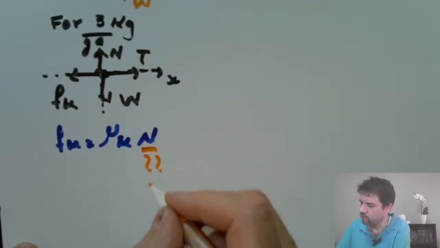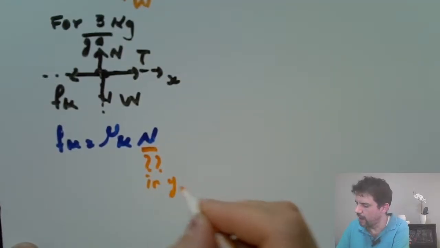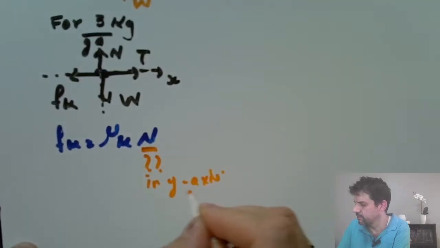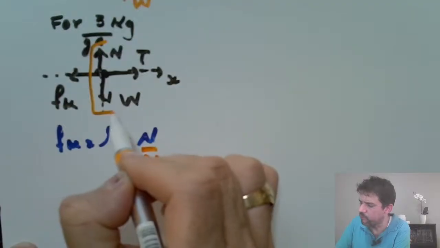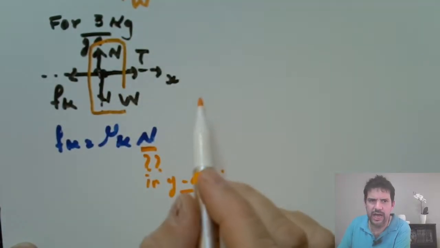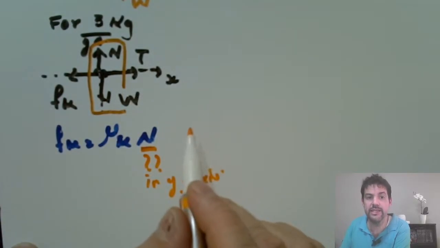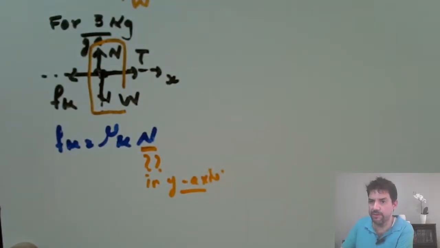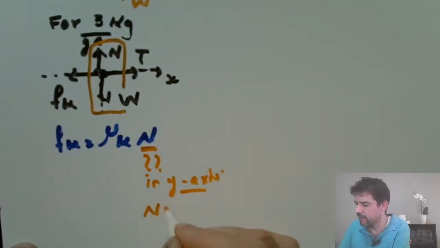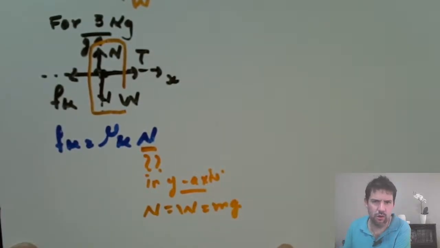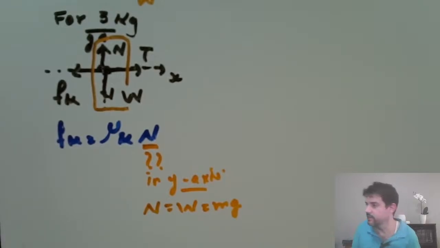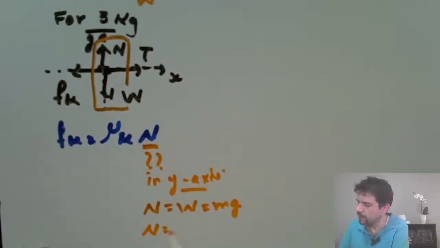All right, so normal force is in the y-axis. In the y-axis, we have weight and we have the normal force. And the object is at equilibrium in the y-axis, it is not moving. So top is equal to bottom. It means that normal is equal to weight, which is equal to mg. But this is not a formula for normal. This is just working through to get the normal force.